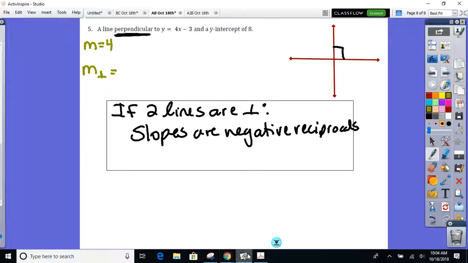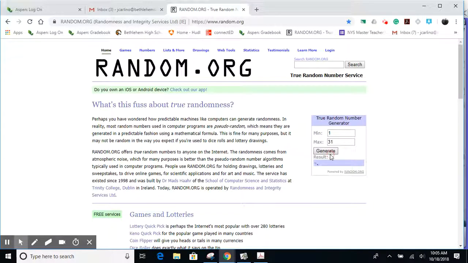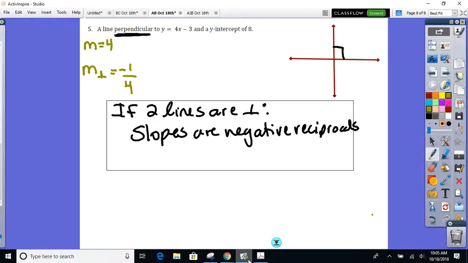What's the negative reciprocal of 4? You didn't flip it for me. This is 4 over what? 1. Flip it. Negative 1 over 4. Everyone see that? Flip the fraction, change the sign on it. So there's your slope. Again, what's the only piece I'm missing now? Y-intercept. Going to find it the same way we've been finding it all day today.